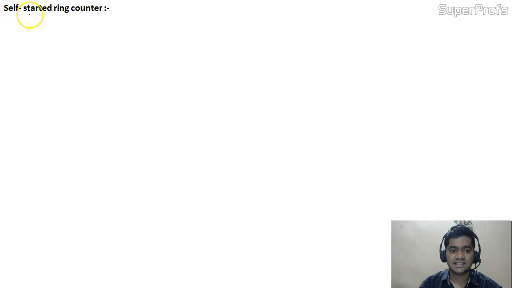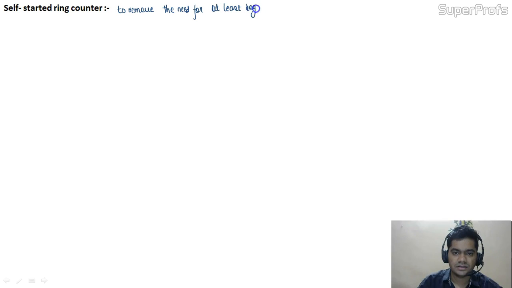So now we are going to see the self-started ring counter. The self-started ring counter is constructed to remove the need for at least one logic 1 as in an ordinary ring counter. Okay, so how are we going to remove this need?